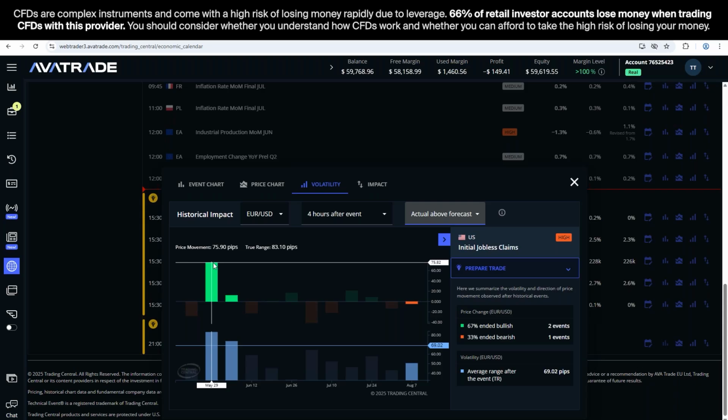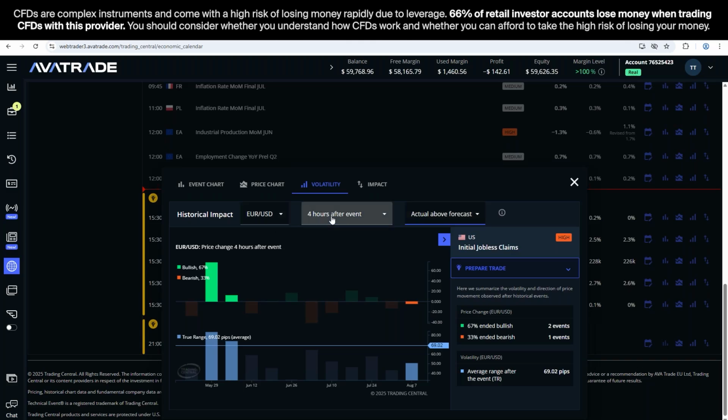So it looks like you were very safe in the past. If you'd have bought on the Euro USD as these numbers came in higher than expected, you'd have had a much larger probability of profit than loss. Okay, so yeah, 67% of the time it finished up, but even more so than the 67%, about 95% of the pip movement ended up upward after 4 hours with very little downward movement.